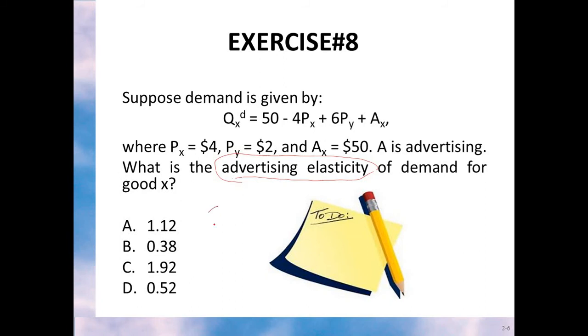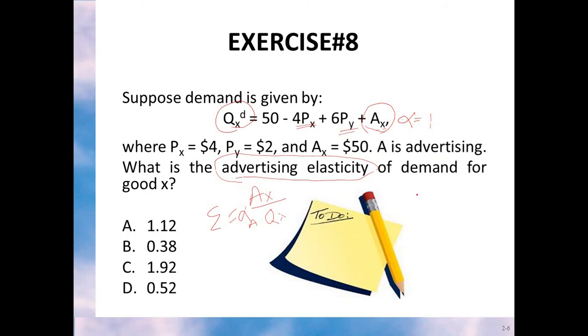the formula should be alpha A, where A stands for advertising, multiplied by the advertising value, and then divided by the value of the quantity. So how do you know the quantity? Just substitute all the values given here. Next, remember the second step, you find which alpha. So here, what is the alpha? The alpha should be equal to 1.